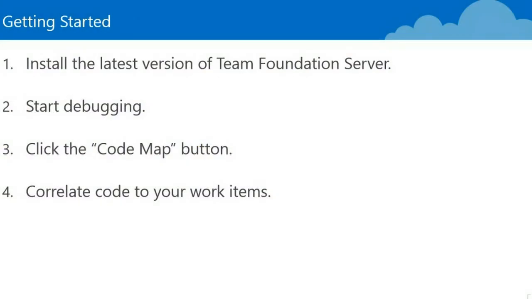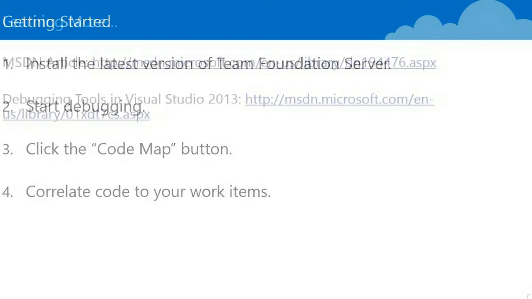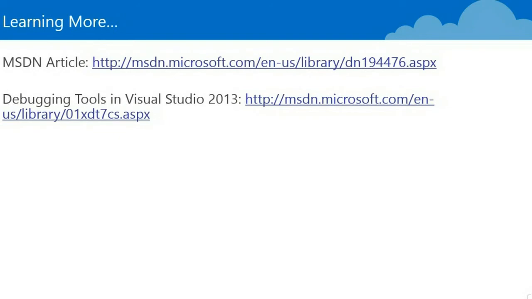So that's an introduction to CodeMap and how to use the CodeMap tools while you're debugging your application. Getting started is really easy. Just make sure you have the latest version of TFS installed. Start debugging, click the CodeMap button, and then as a best practice, make sure you correlate your code to work items, which will also help with your debugging experience. Again, one thing I mentioned earlier is that this is a Visual Studio Ultimate feature. So if you don't have Ultimate, I'd be happy to talk with you on how to get it.